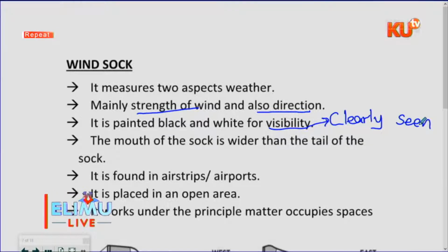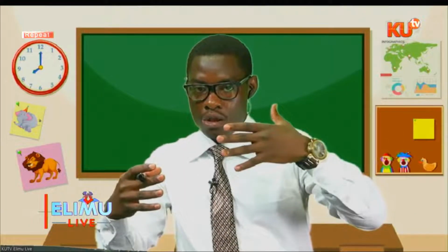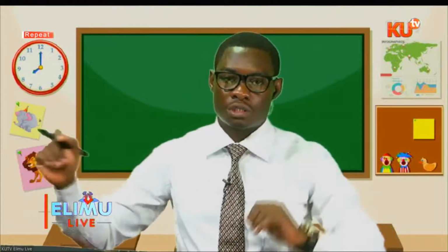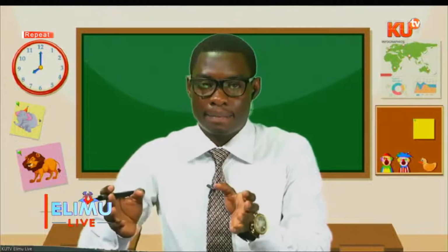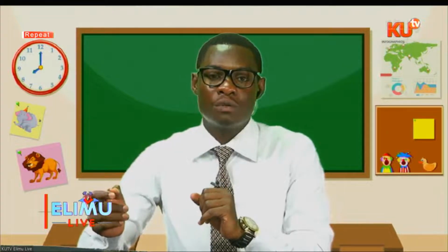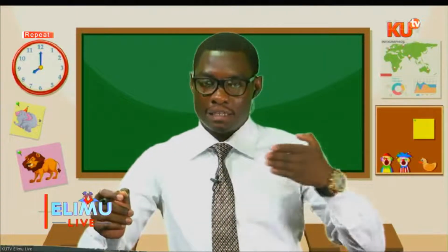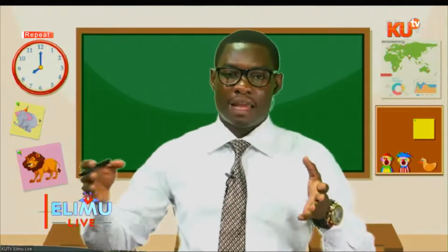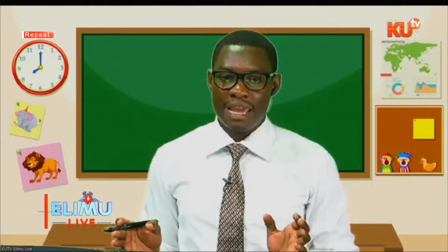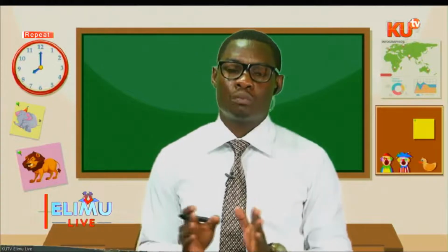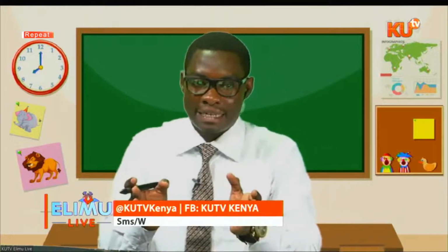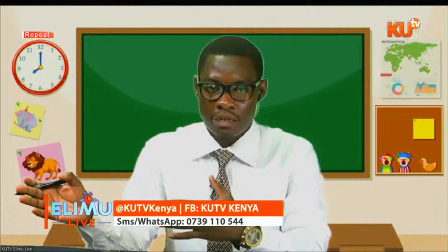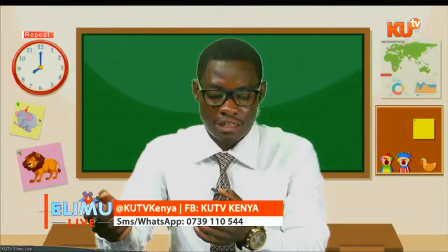So in a windsock, we have the mouth of the windsock and we have the tail of the windsock. The mouth of the windsock is where the wind gets in, and the tail of the windsock is where the wind gets out. So the mouth of the windsock should be wider than the tail. The reason is it should be wider so that when the air gets into the sock, it should have enough time before it passes. If the tail and the head were of the same width, then air could just pass and the windsock would not be able to pop up. So the opening where the wind gets in should be wider, and where it leaves it should be narrow, so that it can be able to pop up. And while it's popping up, we can be able to determine the strength of the wind.